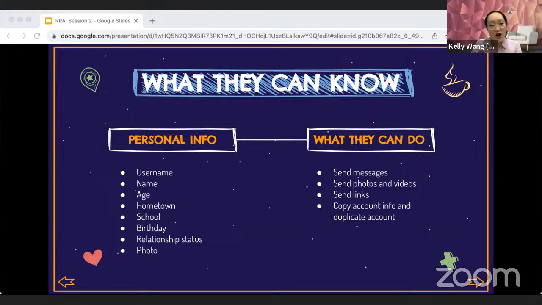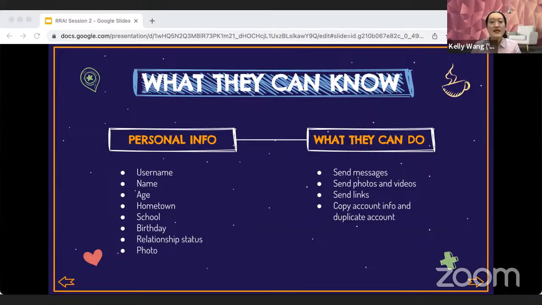So by looking at an online version of you or your profile, strangers can know a lot more about you than just seeing you in real life, for instance. And depending on the platform, strangers can also reach out to your kids via messages. And in these messages, they can text whatever they want. They can send them photos or videos, links to inappropriate content or scam websites. They can even copy your kid's account and duplicate it and pretend to be them.